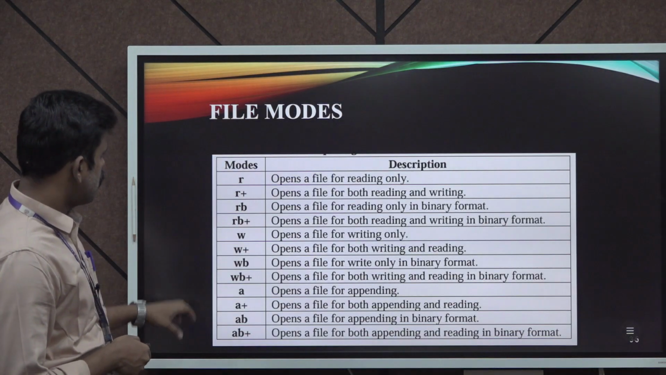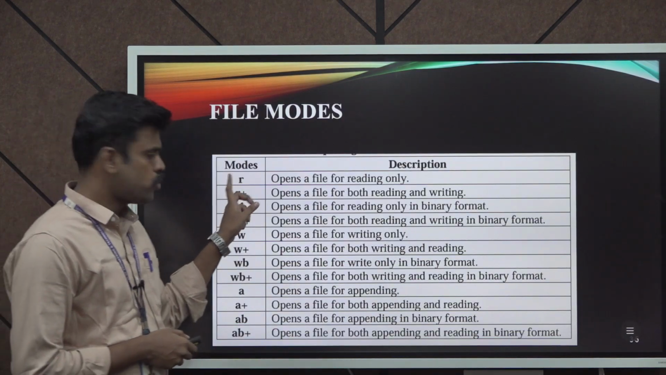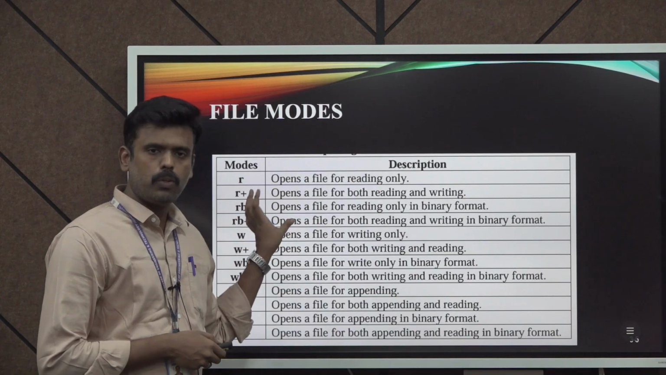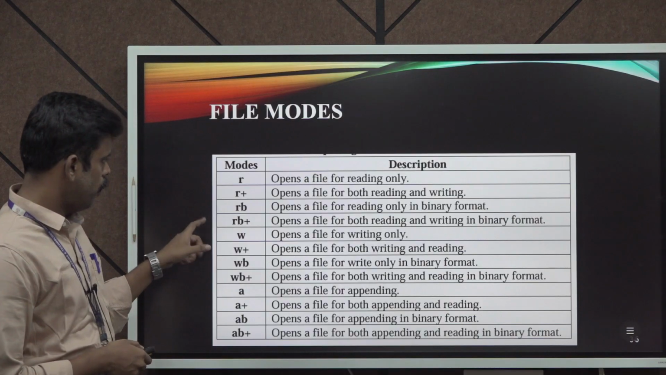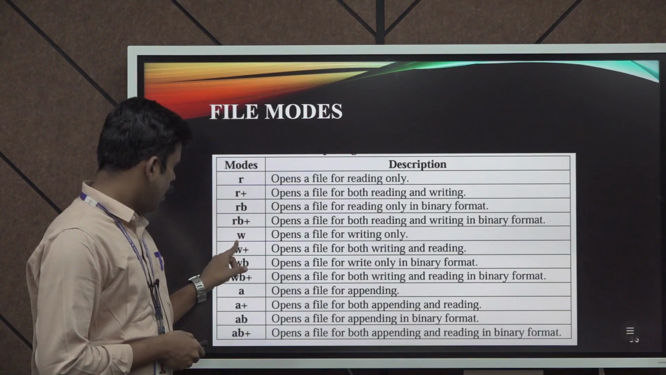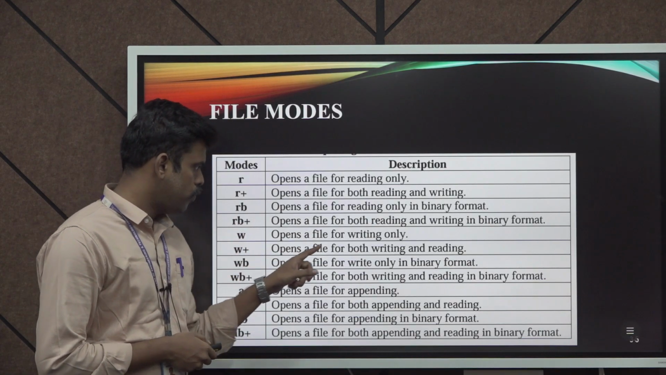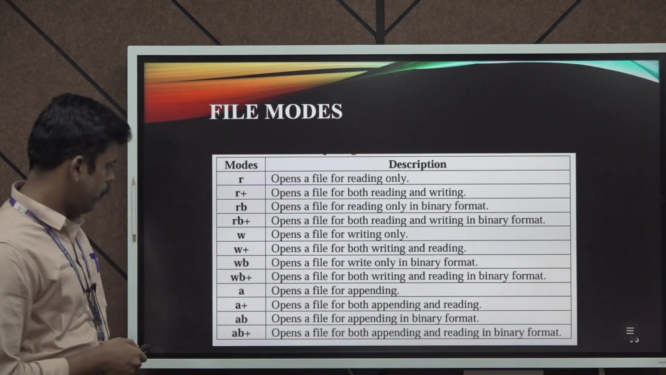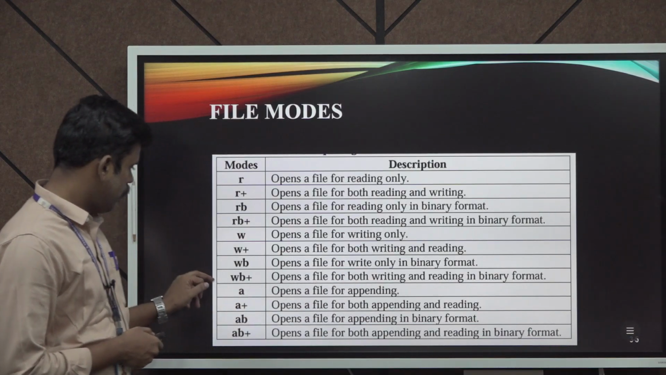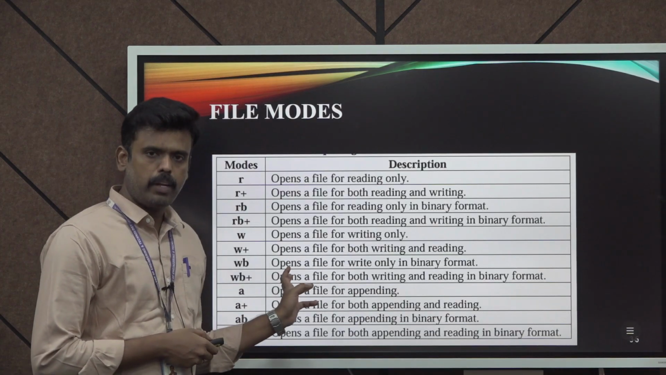These are all the file modes present in Python programming. First, r opens a file for reading only. r+ opens a file for both reading and writing. rb opens a file for reading only in binary format. w opens a file for writing only. w+ opens a file for both writing and reading. wb opens a file for writing only in binary format. wb+ opens a file for both reading and writing in binary format.